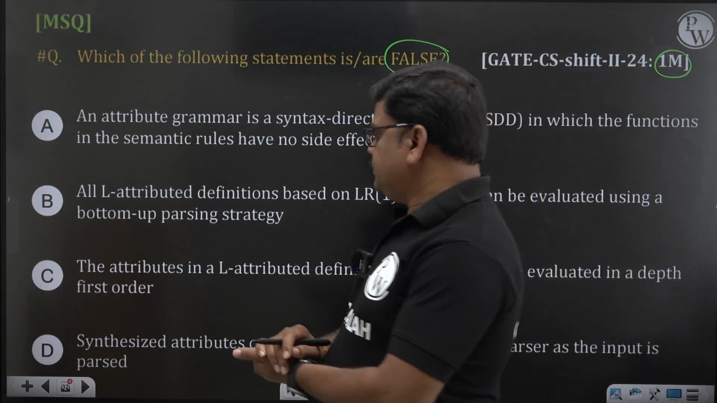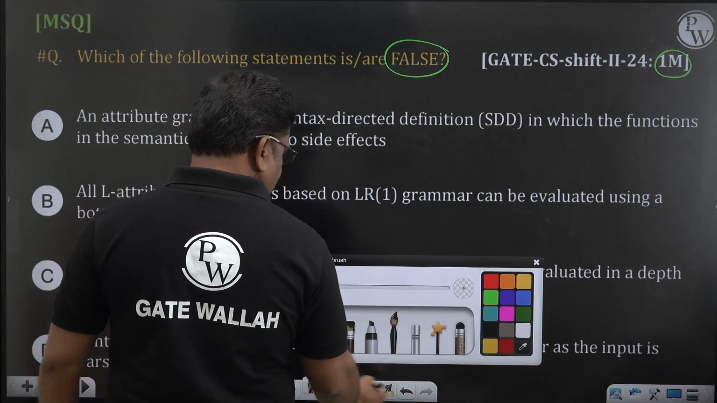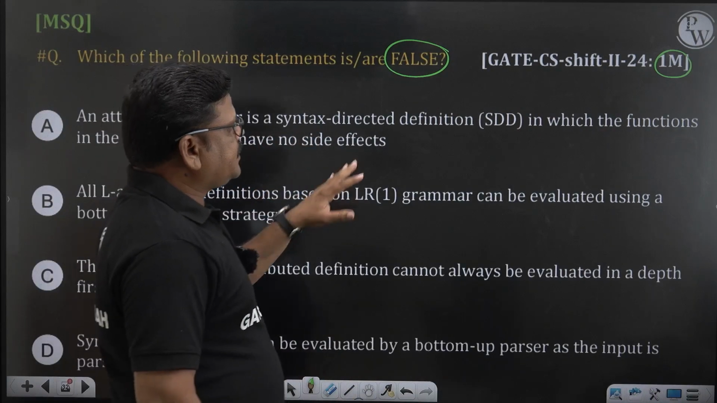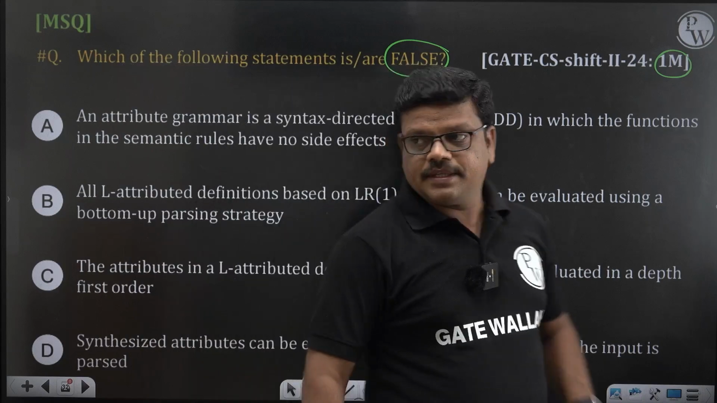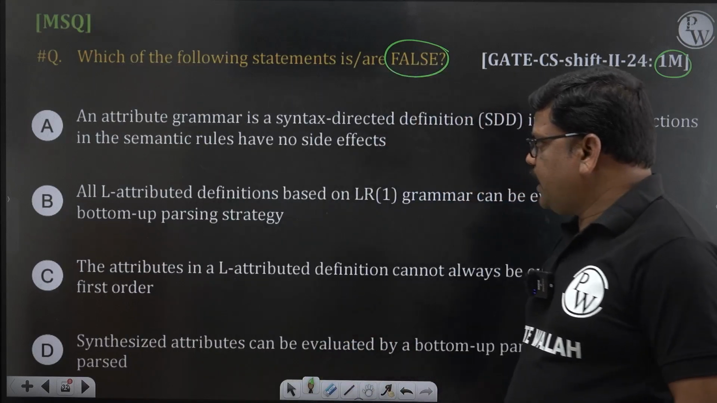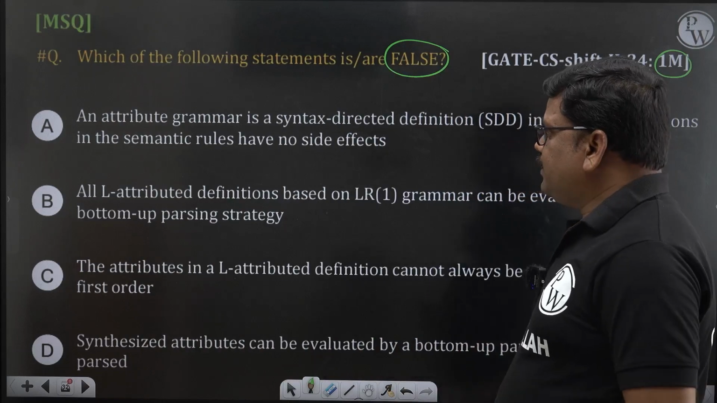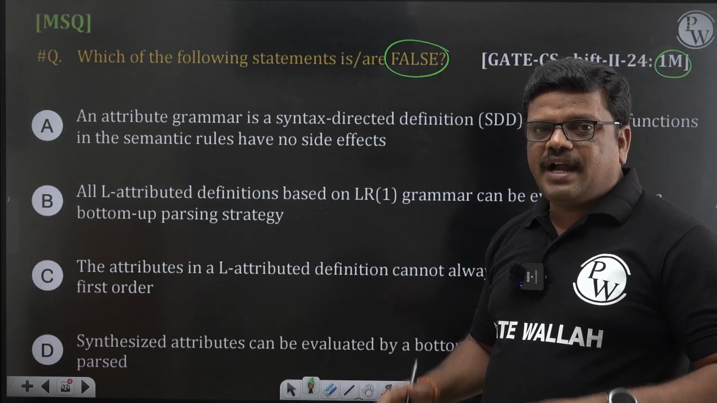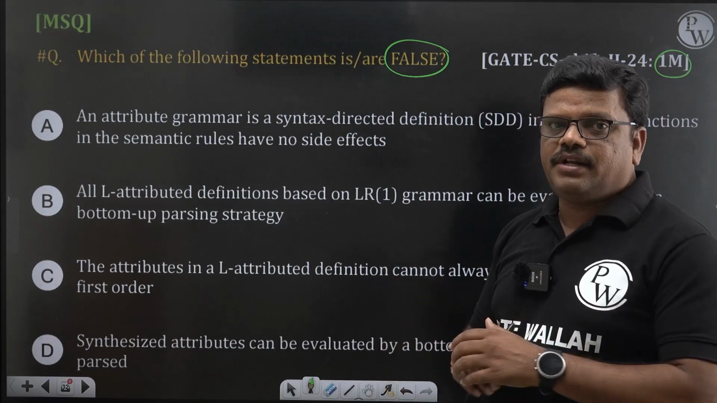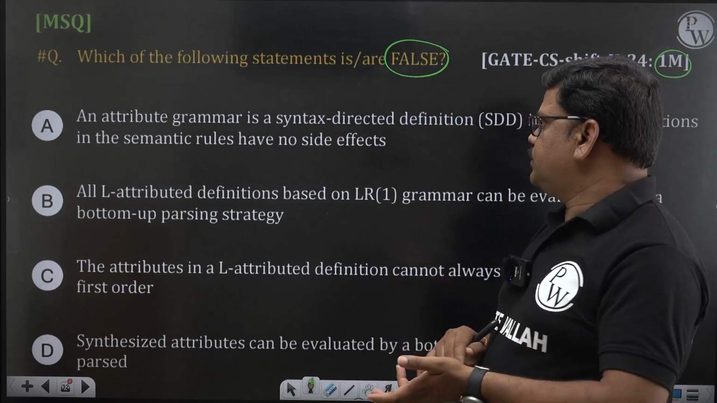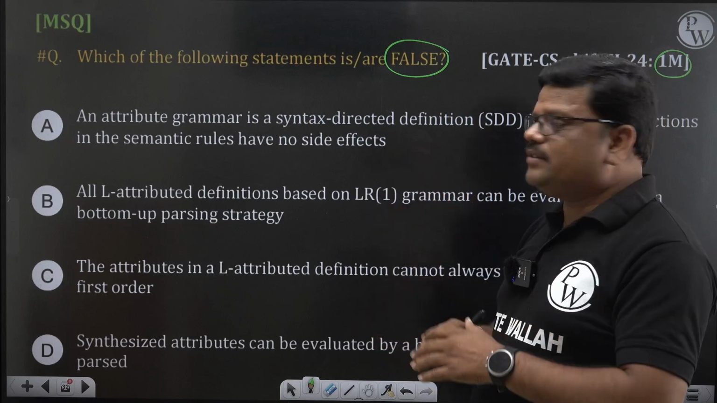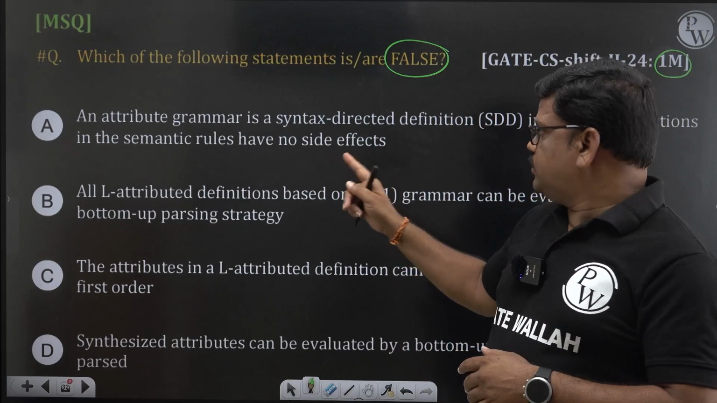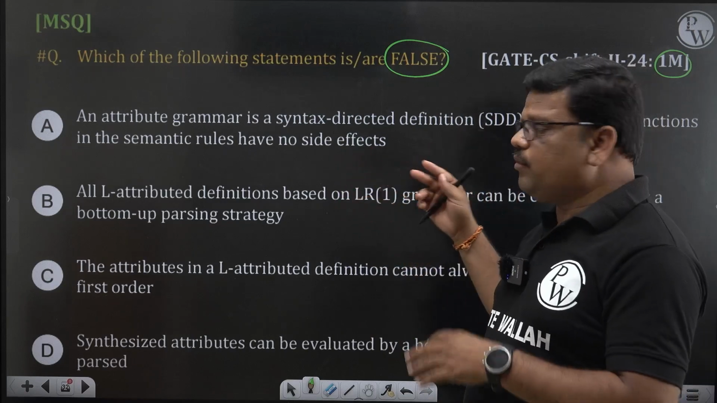Come to the first one. The first one is an attributed grammar is a syntax directed definition in which functions in the semantic rules have no side effects. What is an attribute grammar? Attribute grammar is a context free grammar in which evaluation of attribute information is available in the form of semantic rules. So, that total structure is called syntax directed definition, SDT, in which the functions in the semantic rules have no side effects.